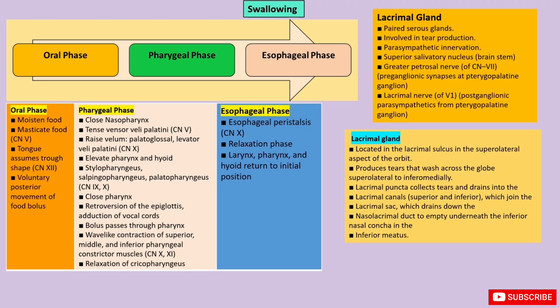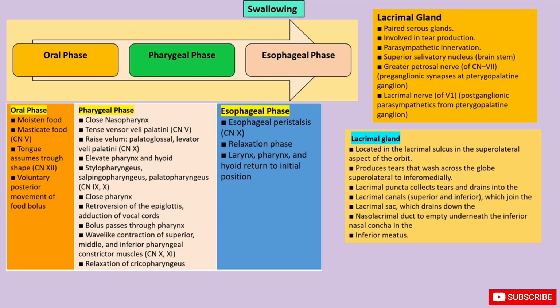That is your stylo, palato, and salpingio, the longitudinal muscles, that are going to do it. Then closing the pharynx, then the epiglottis gets retroverted, the vocal cords get closed, and finally the bolus of food will pass from the pharynx to the esophagus by the relaxation of the cricopharyngeus muscle that acts as the upper esophageal sphincter. And finally the food will be in the food pipe, that is the esophageal phase, with peristalsis, and the larynx, pharynx, and hyoid bone will relax again and come back to their original position.